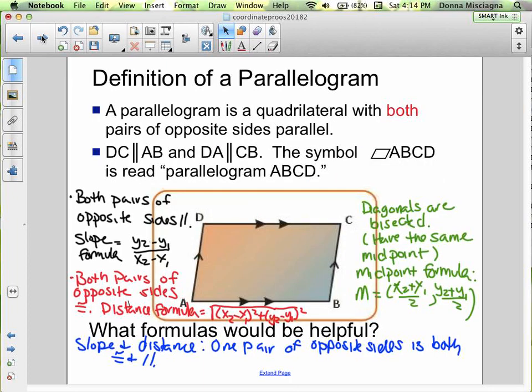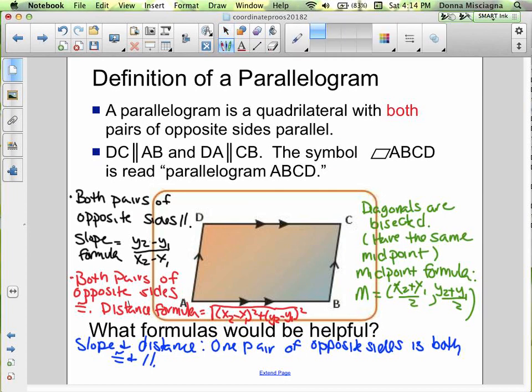Now, before we do that proof, I want to review the features of a parallelogram. A parallelogram is a quadrilateral with both pairs of opposite sides parallel. And here we have a parallelogram. DC is parallel to AB. DA is parallel to CB. It has two pairs of parallel sides. Now, how would we go about showing that we have a quadrilateral with both pairs of opposite sides parallel?